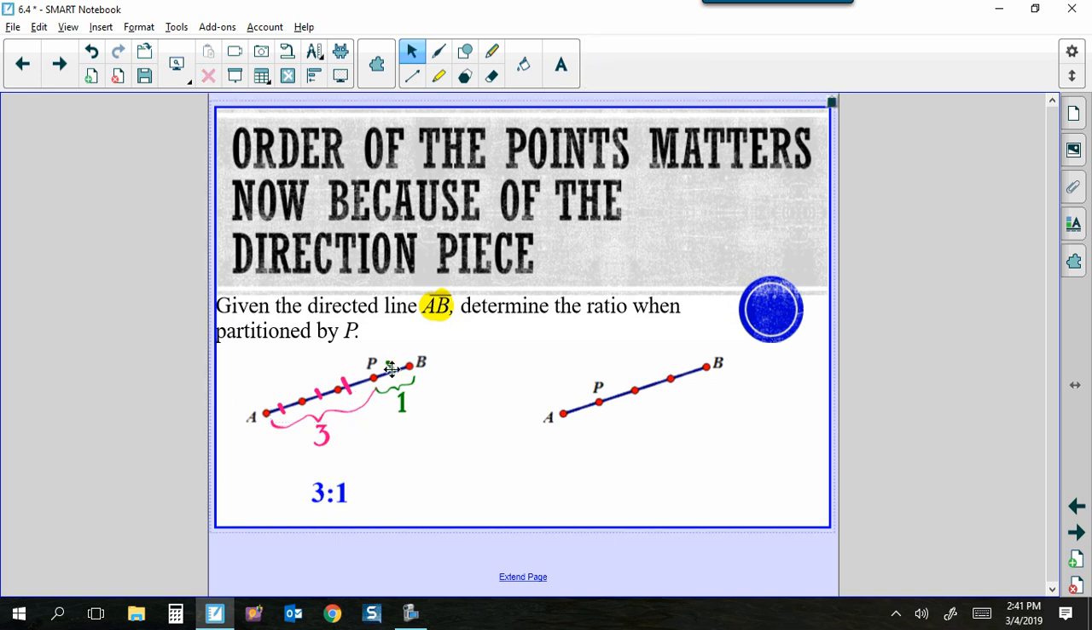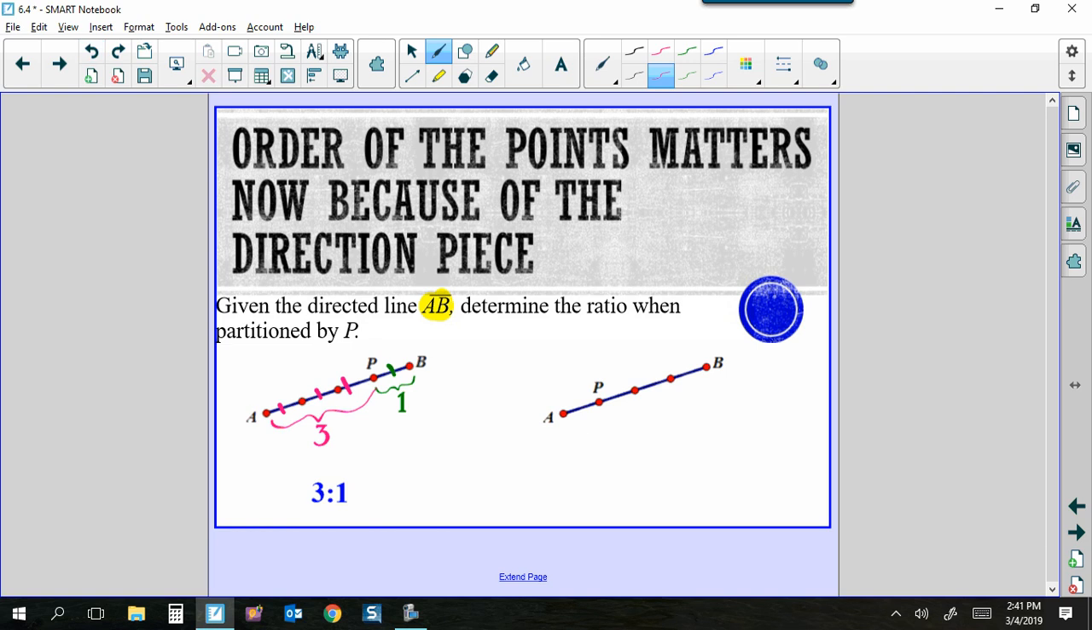Now, how do we get that? Think of it this way. When you're talking about a ratio, you're talking about part to part: how many parts do I have on one side, and how many parts do I have on the other? When you're talking about scale factor, you're talking about part to whole. So the part we are talking about in this case would be 3, and the whole would be 4, because 3 plus 1 is 4.